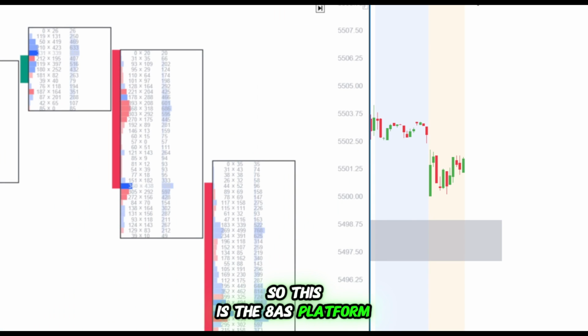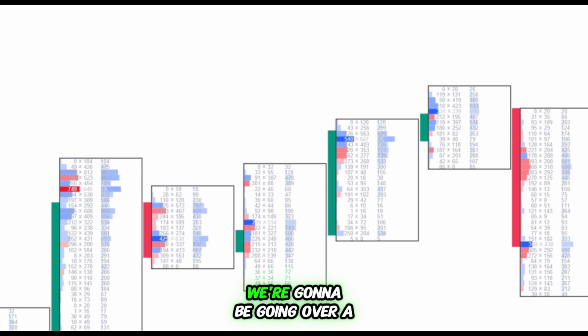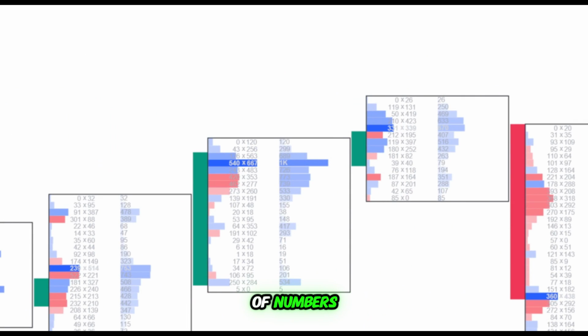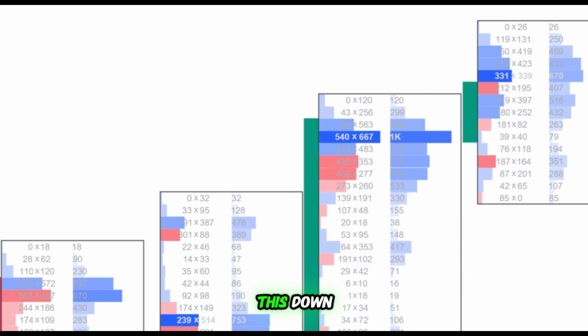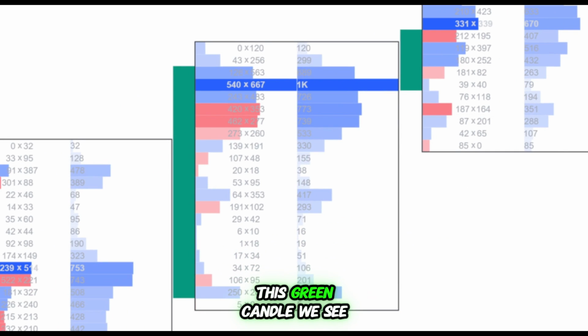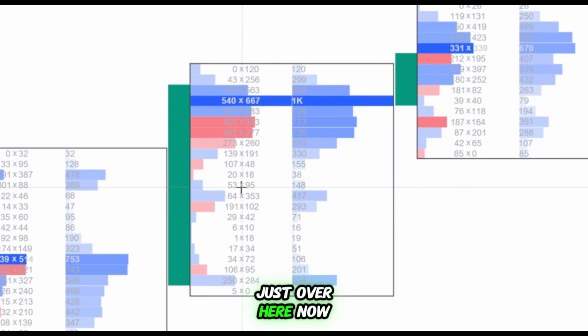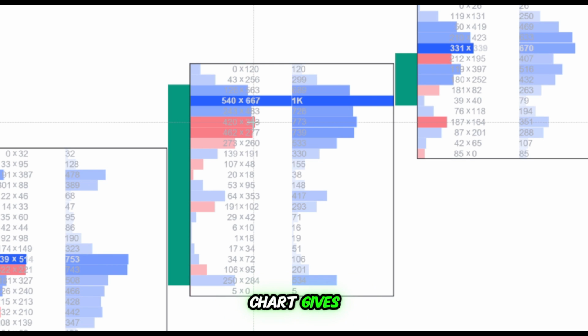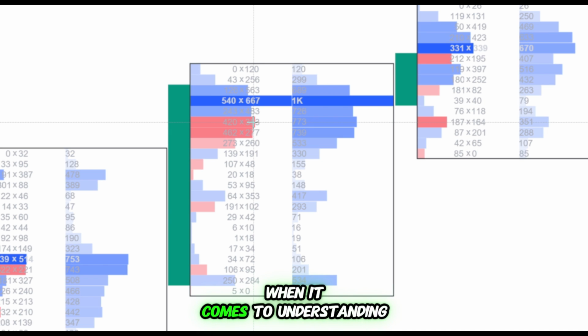So this is the ATAS platform now on your screen. Again, we're going to go over a very quick breakdown of what this actually means. This looks like a lot of numbers, and it shouldn't confuse you because we're going to break this down. Let's take this green candle in front of us. The footprint chart gives us some data to work with. It gives us our body, a green body, and a small wick up here, and a small wick up here as well. Understanding the footprint chart gives us a lot of extra insight into who is aggressive, who is passive, and where the most volume is being traded.